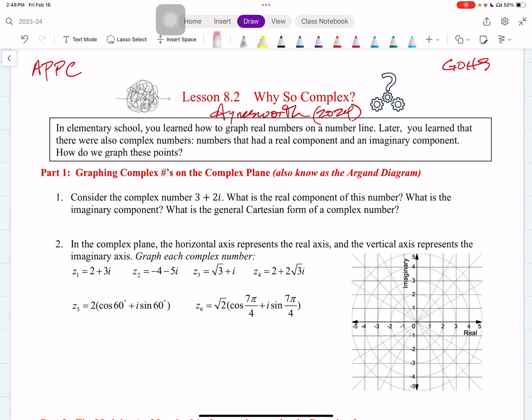Hey, good morning, everybody. This is Mr. Ainsworth again, and we're going to get into lesson 8.2 in AP Pre-Calc here, and we're going to be talking about complex numbers and how to graph them, how to work with them, how to change them to polar form and trig form, and get used to some new concepts here.